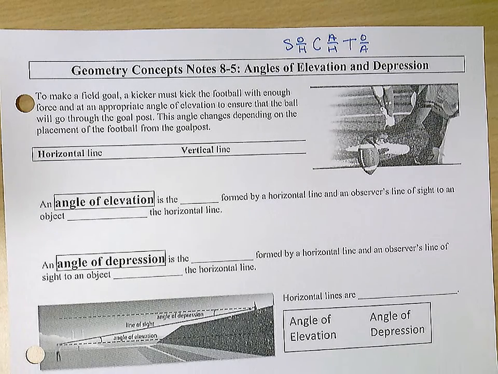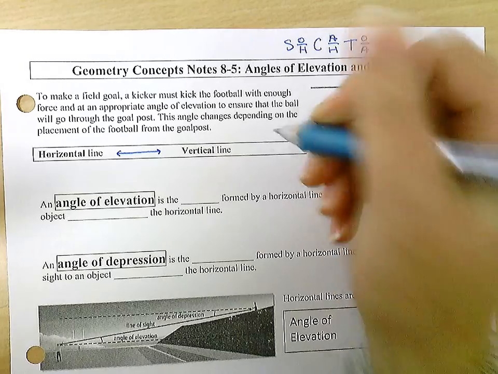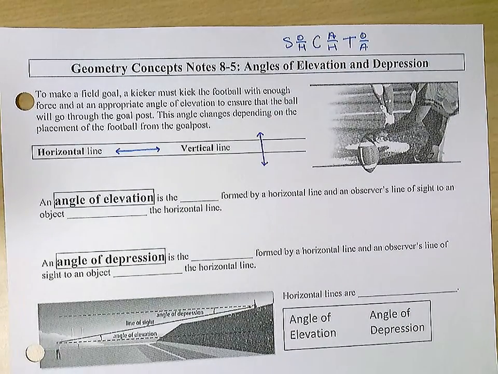As a reminder, here is what a horizontal line and a vertical line are. Horizontal is left and right. Vertical is up and down. So if I say the horizontal distance, you're looking for that flat line that's horizontal. If I say vertical distance, that is the distance up and down.